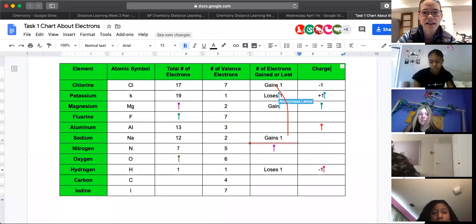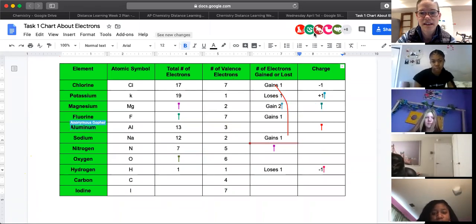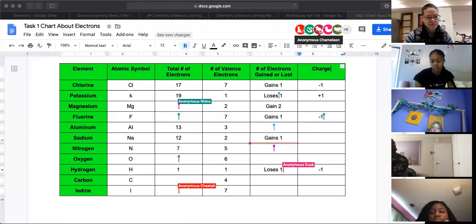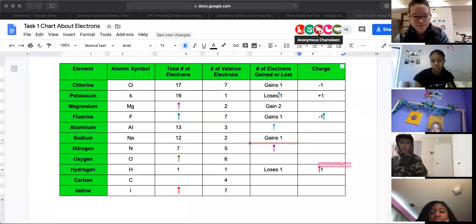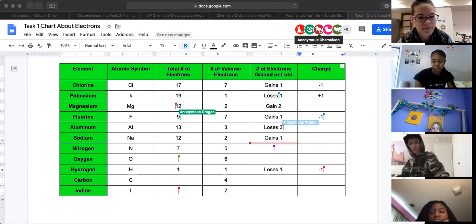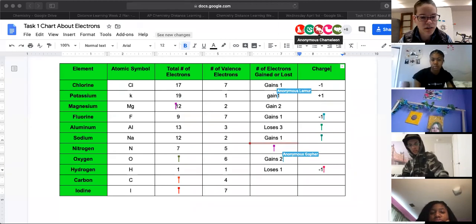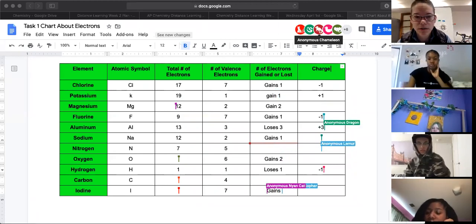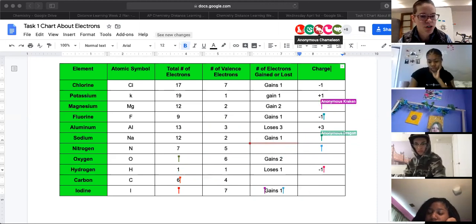Total number of electrons for fluorine. Miss Baskin, it's not working for me. That's okay. We're going to get it all kind of filled in here, and then you can just write it down into your own chart in your packet.